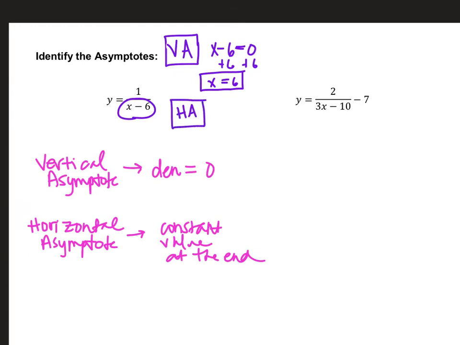All right, your horizontal asymptote is going to be the constant value at the end. So our second example is very clear. You can see here's the constant value at the end, that minus 7. If you have a rational function that does not have that, you can add in a plus 0. And then our horizontal asymptote will be a horizontal line, so y equals whatever that value is, 0.